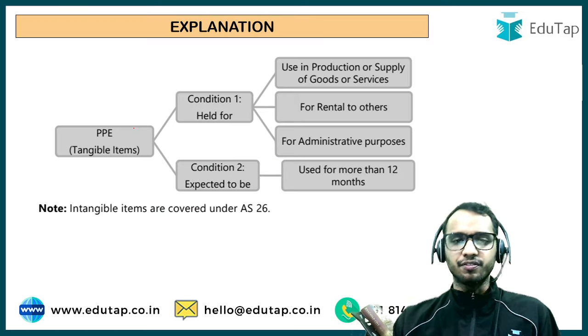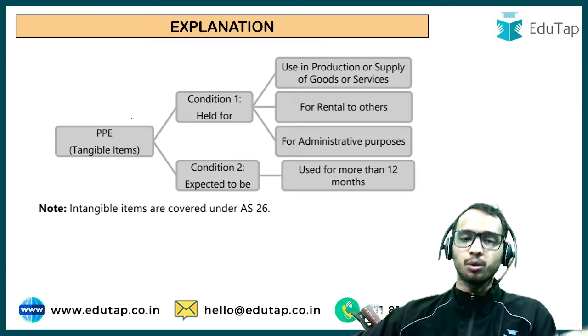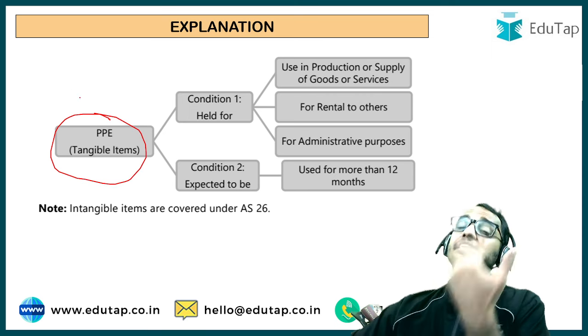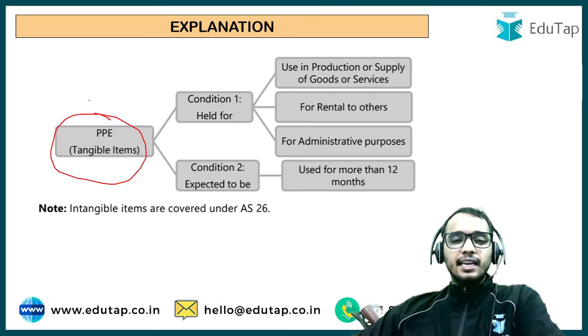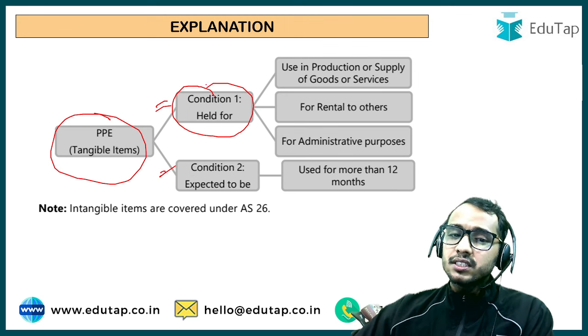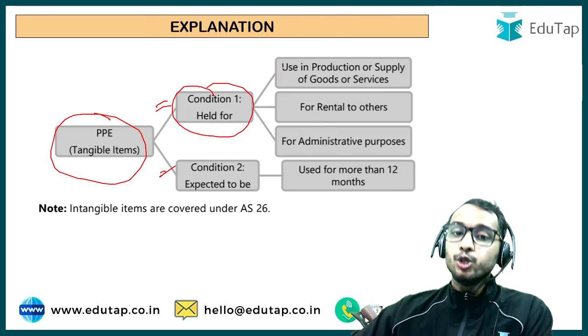Let's look at the criteria first, then we will move again to the question. So inside PPE, what all items will be taken? Two conditions must be satisfied. First condition is when it is held for use in production.